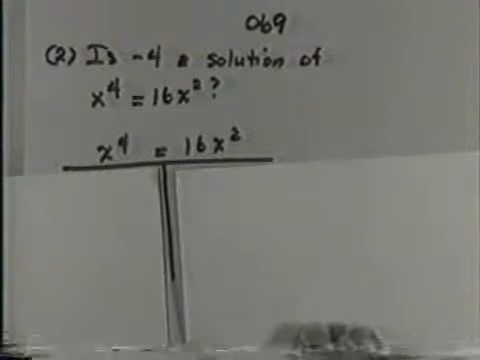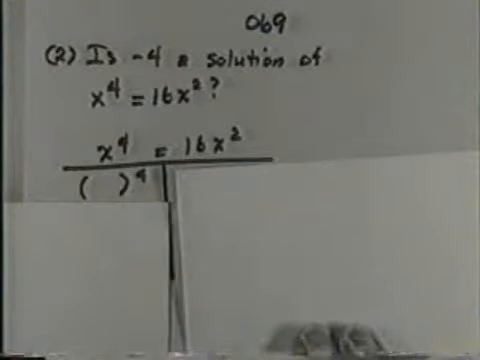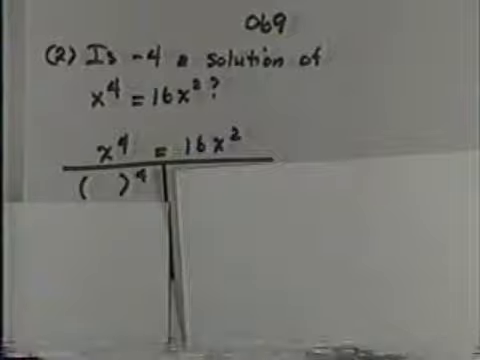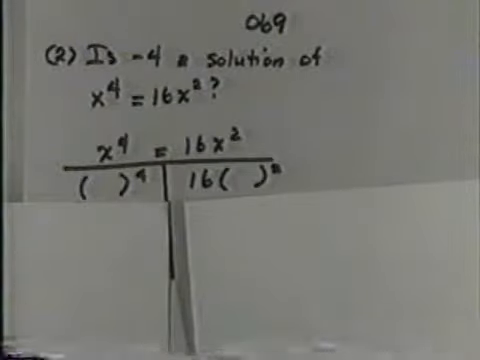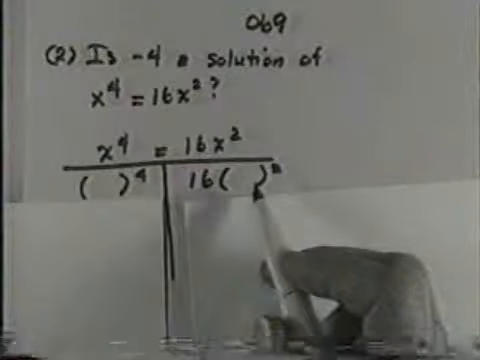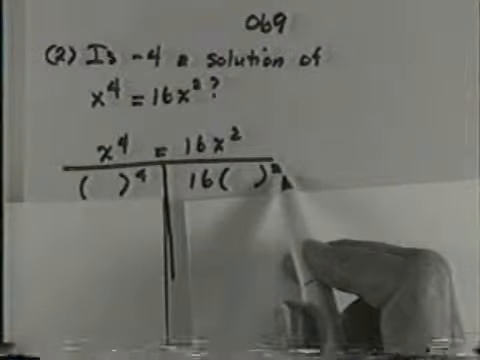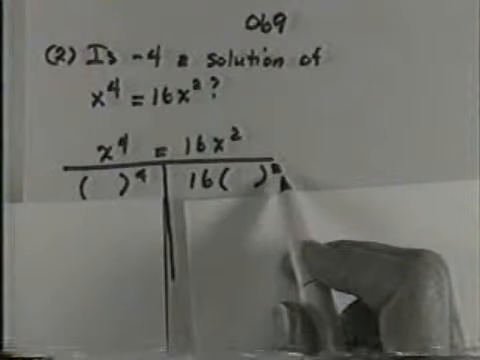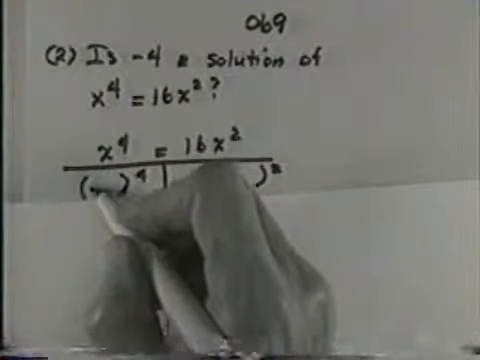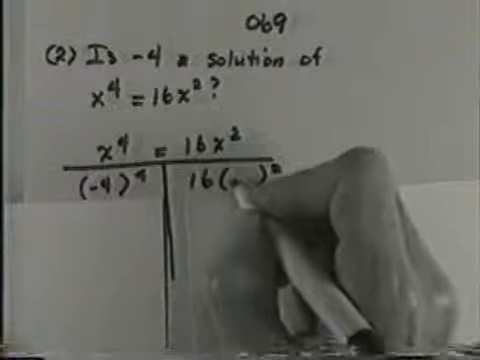On the left-hand side, I do have an x expression, so I'll put a set of parentheses for that. Copy the rest. Same thing on the right. So I have parentheses to the 4th power, 16 parentheses to the 2nd power. The number I'm checking is negative 4, so I'm going to fill in negative 4 in the parentheses in each case.